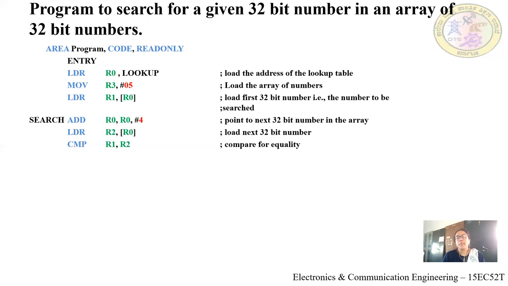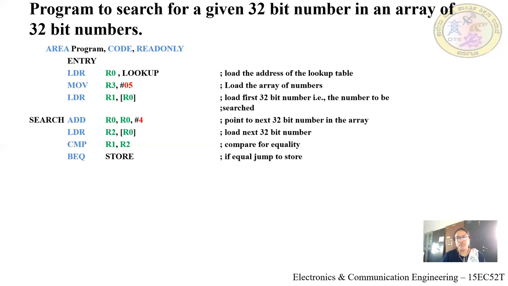So we are comparing. So what is next? We'll get 2 answers. In this program, either the compared number will be equal to the array element or not equal. So we have 2 options. We're going to check for that.